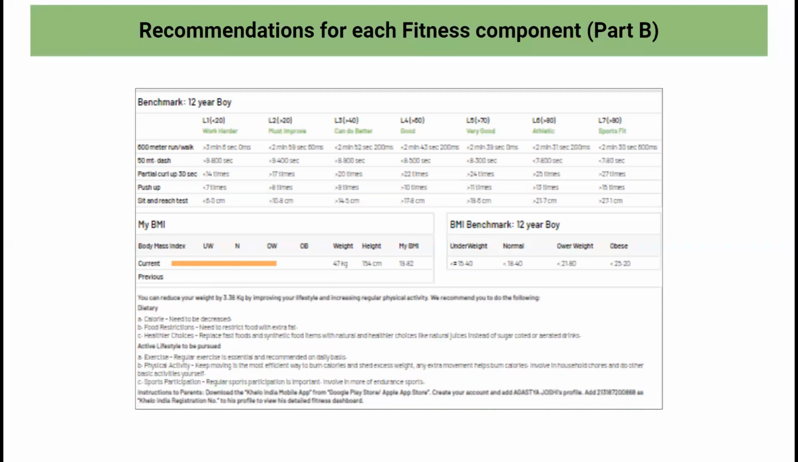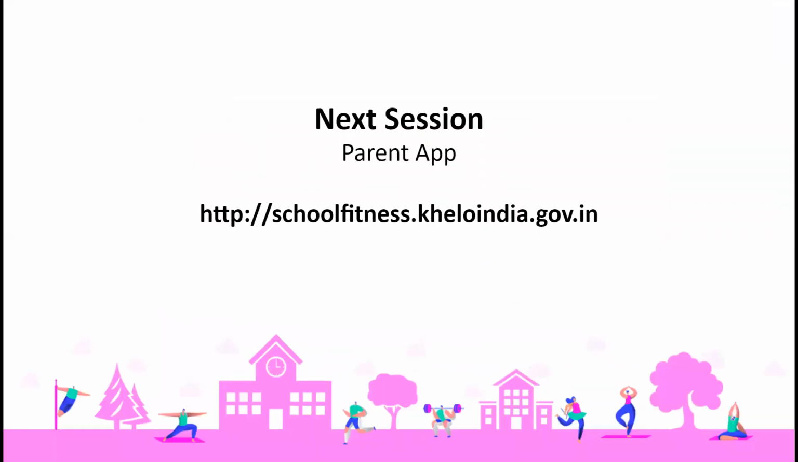At the bottom of the report card, there's a line which says instruction to parents. Download the Khelo India mobile app from the Google Play Store or Apple App Store, create your account, and add Agastha Joshi's profile. It says to add a particular number, given as the Khelo India registration number, to his profile to view his detailed report card. So the instruction to the parent is that they need to download the Khelo India mobile app, add the Khelo India ID of the child to the app, and then they will be able to view it.